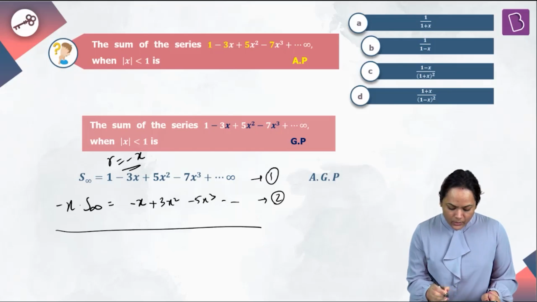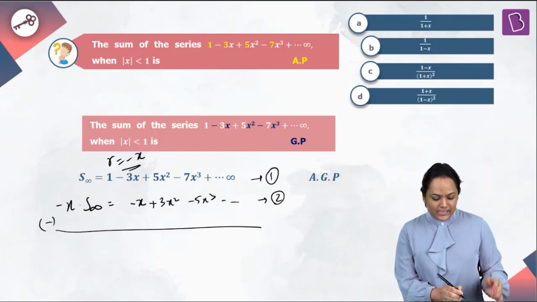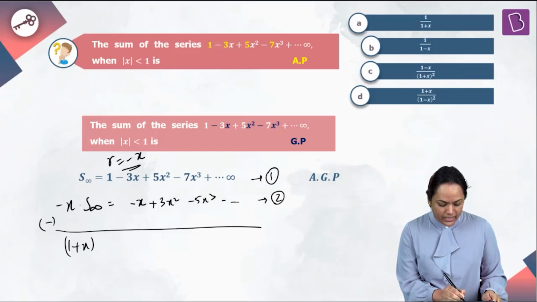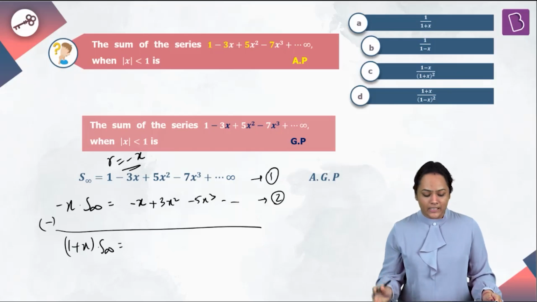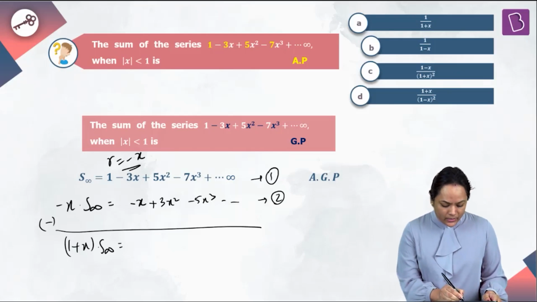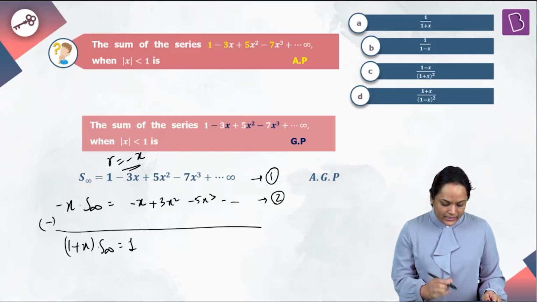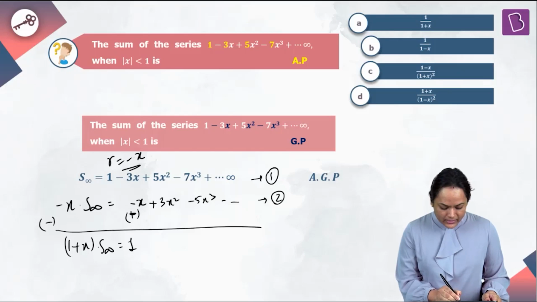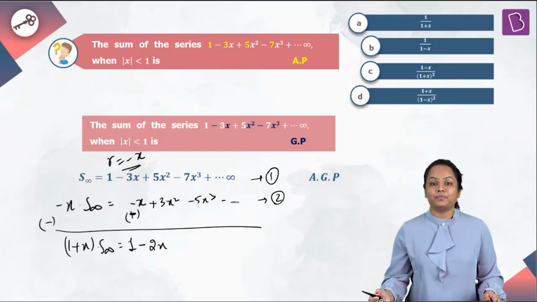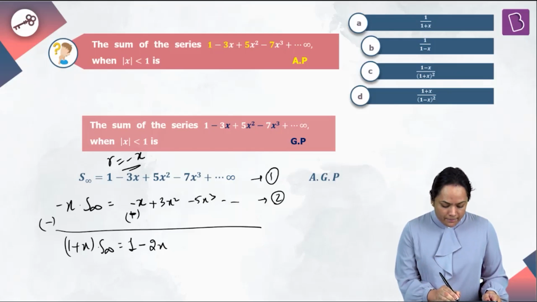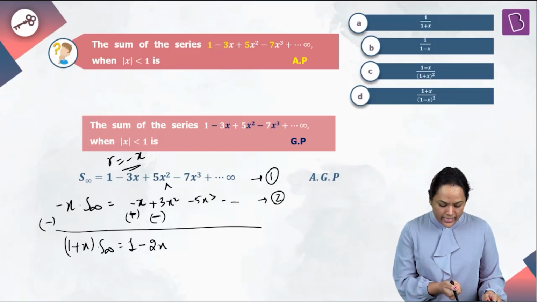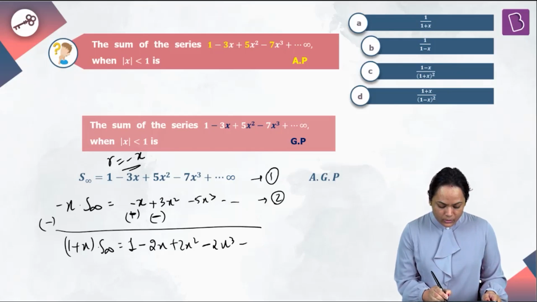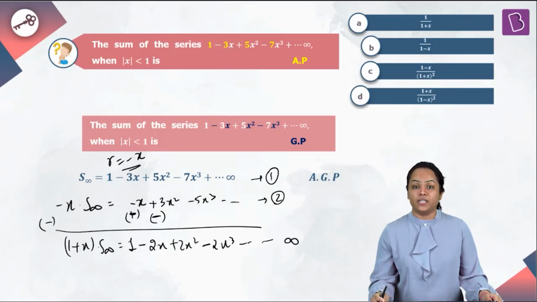So when I subtract equation 1 and 2, on the left hand side, I'll get 1 plus x multiplied by s infinity. While on the right hand side, the first term 1 will come as it is. The next term will be minus 3x plus x, that will become minus 2x. What about the third term? Minus 3x square and 5x square. When I combine these two, I'll get plus 2x square. The next term will be again minus 2x cube, and so on. It will go again till infinity.